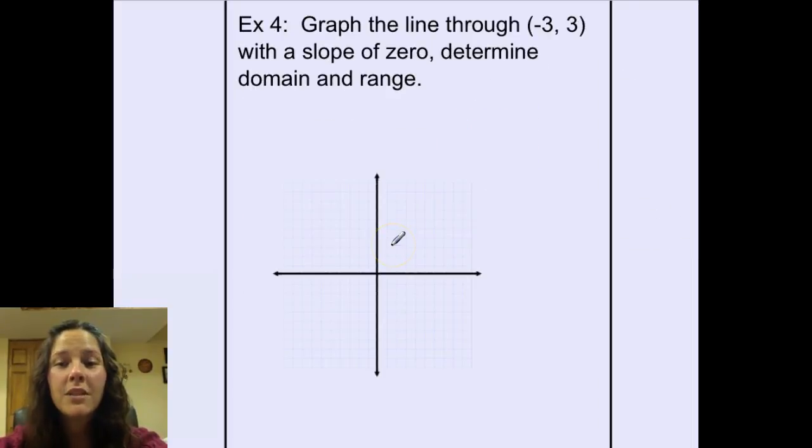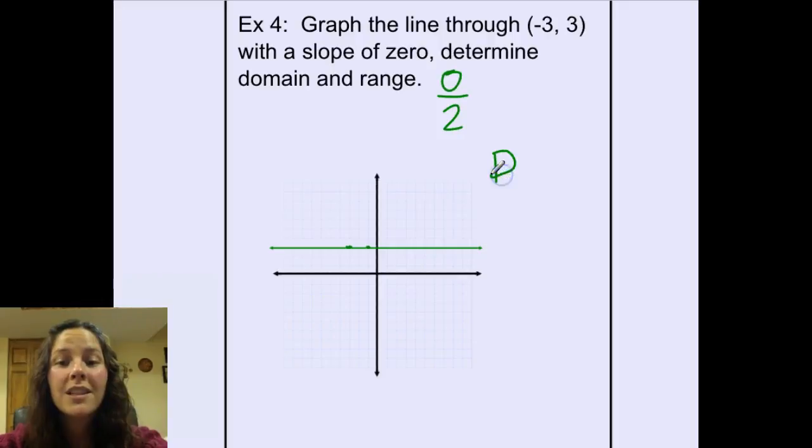Our final example, this time we're given a point and we know the slope is 0. So we'll start by graphing the point, left 3, up 3. And we have to think about what a slope of 0 means. It means 0 divided by any number. So we've got 0 rise, but we do have run, which means we have a horizontal line. If it helps, you can make another point using that slope you came up with, and then you graph the line between those 2 points. Then we'll talk about domain and range.